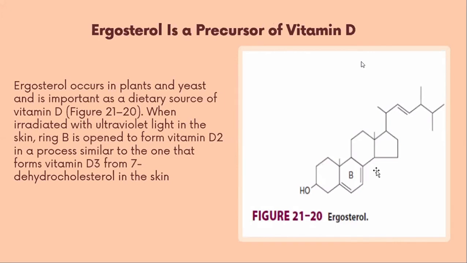Ergosterol is a precursor of vitamin D. Ergosterol occurs in plants and yeast and is important as a dietary source of vitamin D. When irradiated with ultraviolet light in the skin, ring B is opened to form vitamin D2, in a process similar to the one that forms vitamin D3 from 7-dehydrocholesterol in the skin.